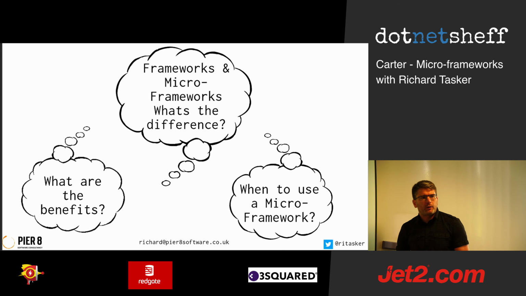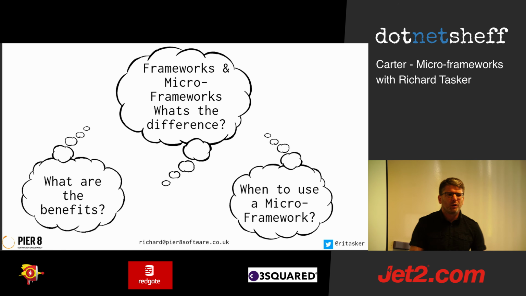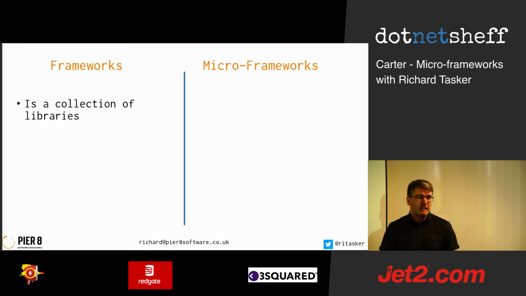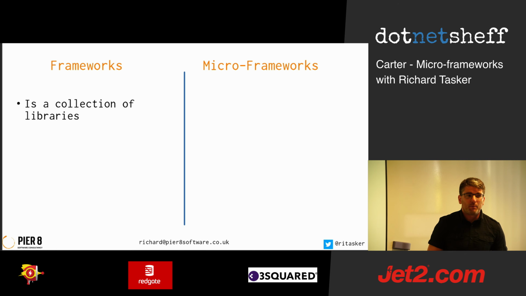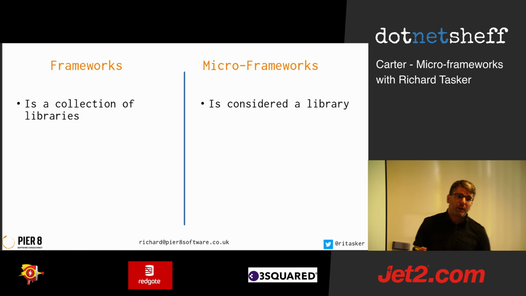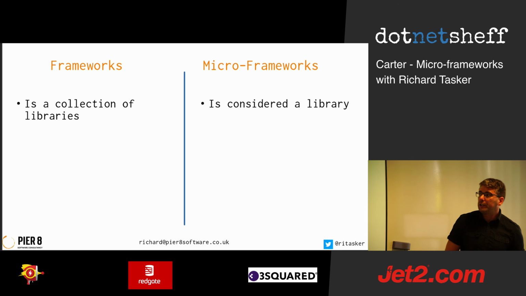So what's all this fuss about micro frameworks? Why do we want to use one? What are the differences between frameworks and micro frameworks, and what are the benefits of them? I'm going to try and answer these questions now. A framework can be considered a collection of libraries coupled with design patterns and principles, whilst a micro framework would be considered just a library. It will provide a subset of features.